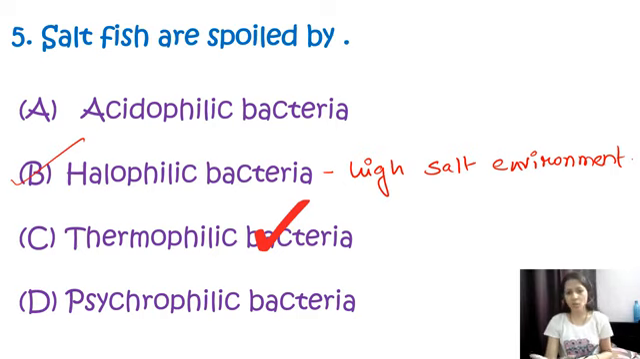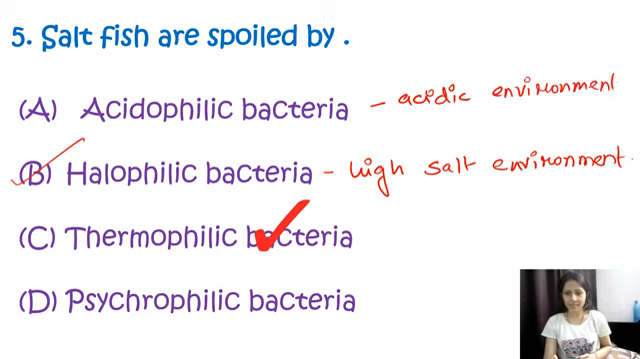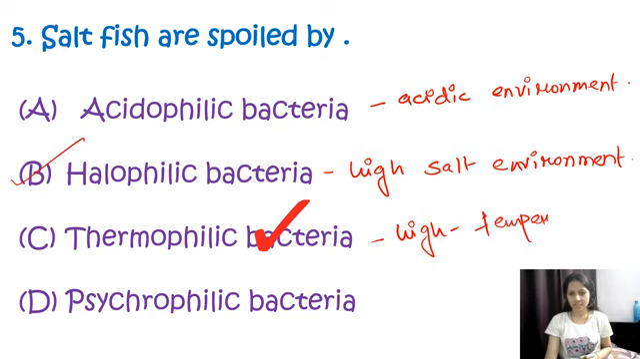Whereas option number A, that is acidophilic bacteria, these can thrive in an acidic environment. The thermophilic bacteria means they can thrive in a high temperature environment.